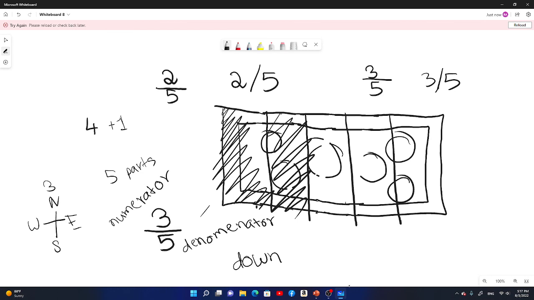I hope I was able to make you clear about fractions. In the next class, we're going to be solving some fraction math problems.